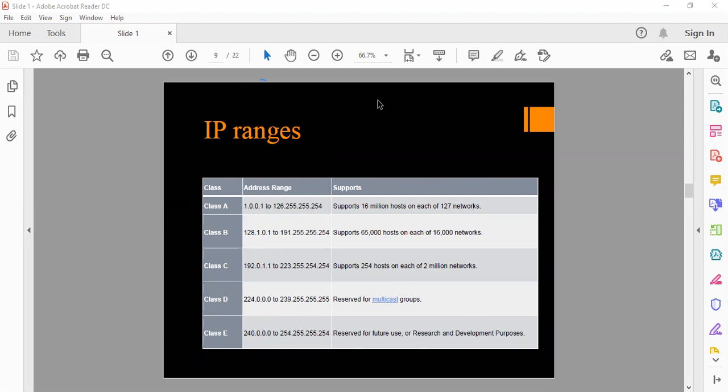If you note, there is only one address exempted from all these classes. Can anyone from your side explain that address which we have not studied in these five classes? What is that address? Anyone?